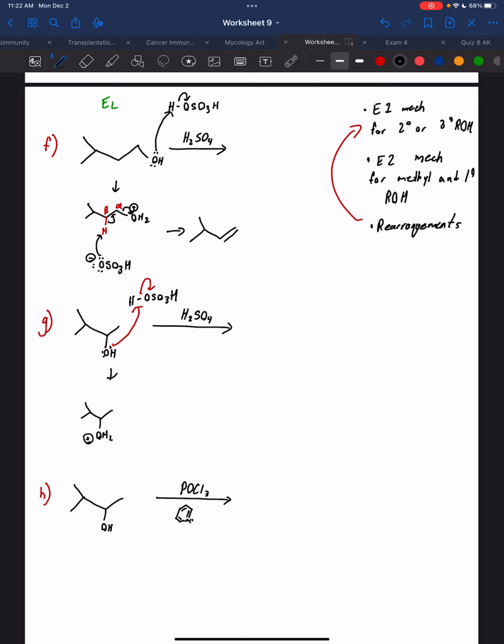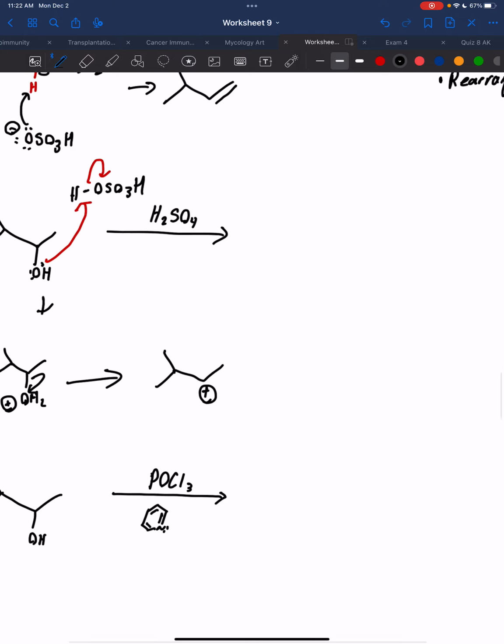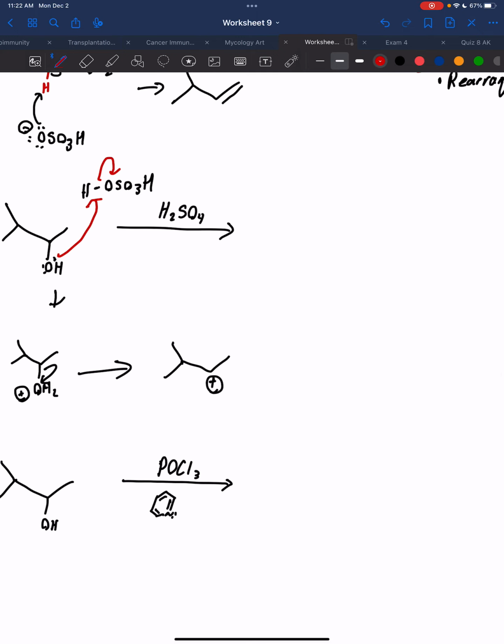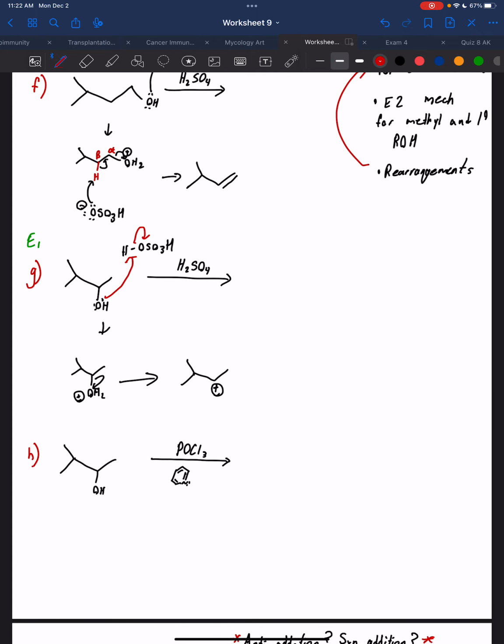And this one is different because it's secondary, and so since it's secondary, we favor an E1 mechanism because we're able to make a stable carbocation. And so in E1, you have to make that carbocation by making the leaving group leave by itself. And so we have that carbocation by itself, and now, again, every time you see a carbocation, think to yourself, can I rearrange? Can I put this carbocation in a position where it's more stable?